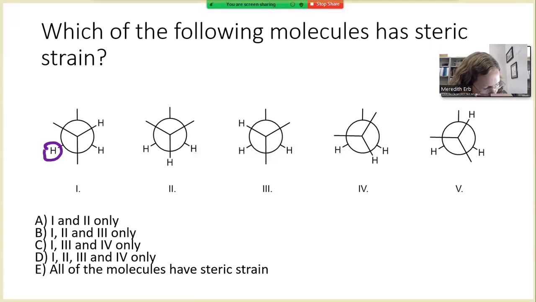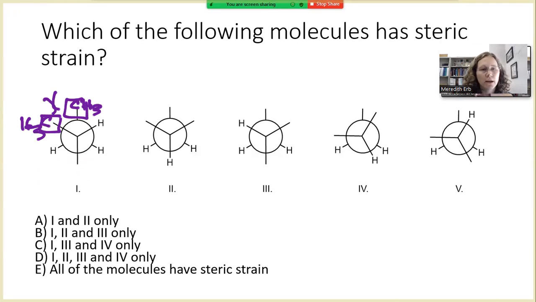Say we're comparing this hydrogen to this methyl group. That is not considered steric strain because one's a methyl and one's a hydrogen. So that's not steric strain. But what is steric strain is going to be an example like this, where you have 2 methyl groups in this gauche conformation to one another. So this would be an example of steric strain present in that molecule.